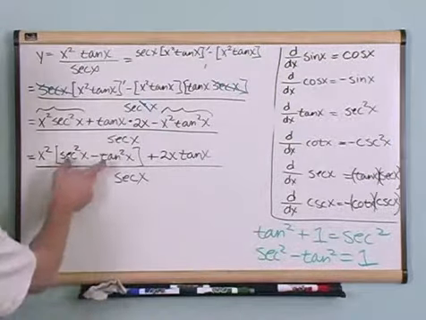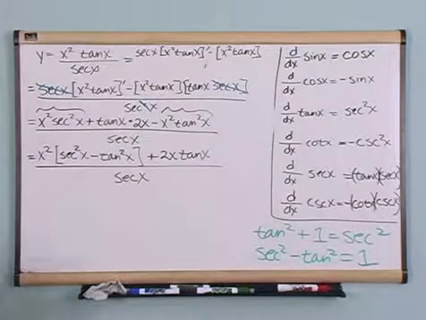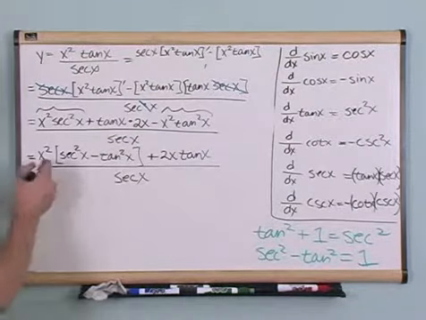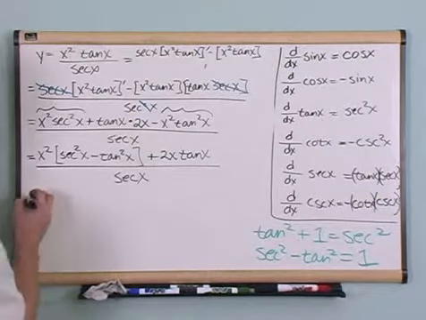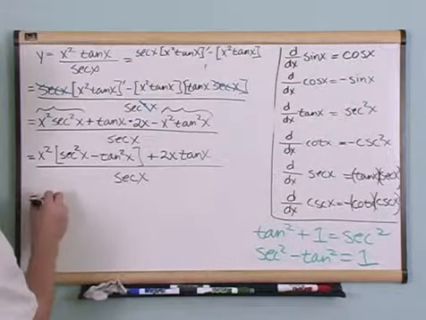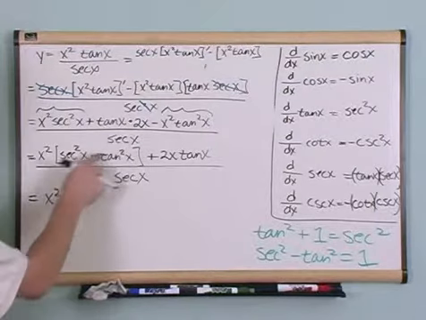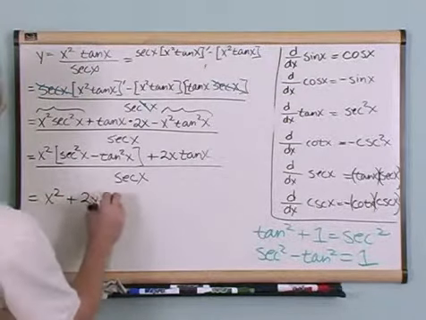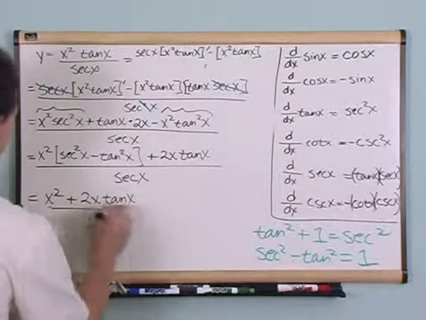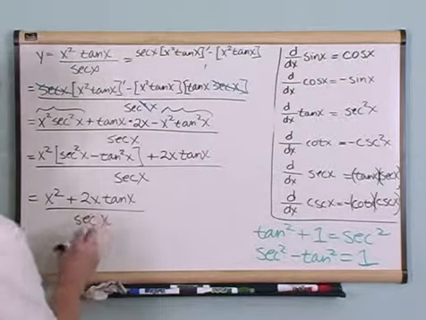Now look at what we have here. We have a secant squared minus a tangent squared. So everything in here is equal to 1. Just a flat old 1. So in the end, what you have is just x squared, you're multiplying by 1 here, so that drops away, plus 2x tangent of x over secant of x.